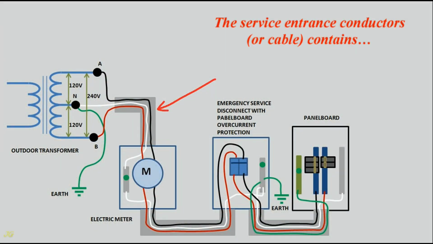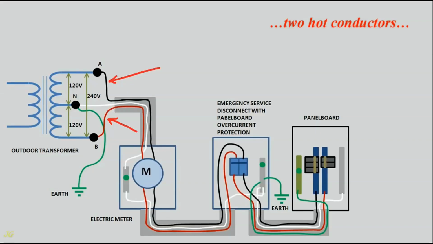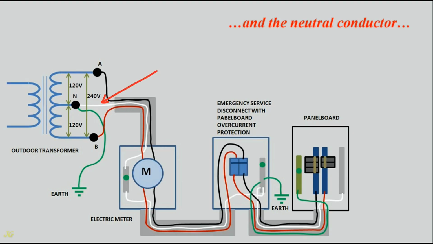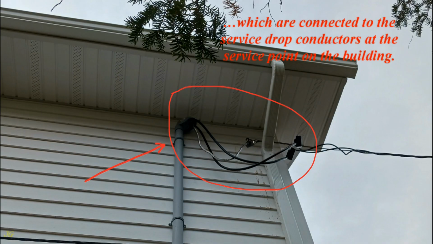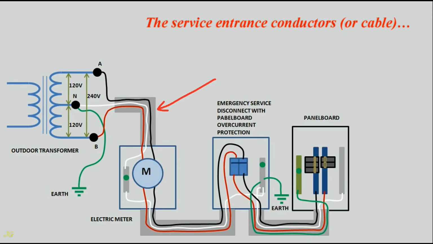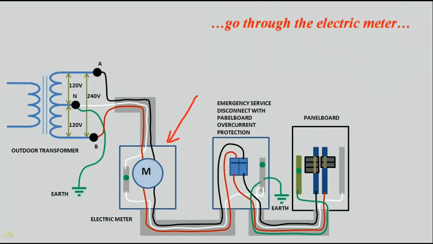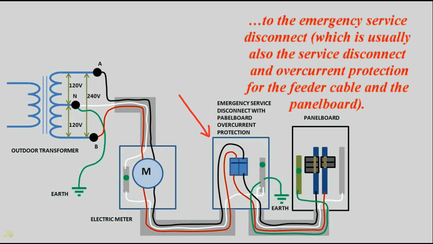The service entrance conductors, or cable, contain 2 hot conductors and the neutral conductor, which are connected to the service drop conductors at the service point on the building. The service entrance conductors, or cable, go through the electric meter to the emergency service disconnect, which is usually also the service disconnect and overcurrent protection for the feeder cable and the panel board.